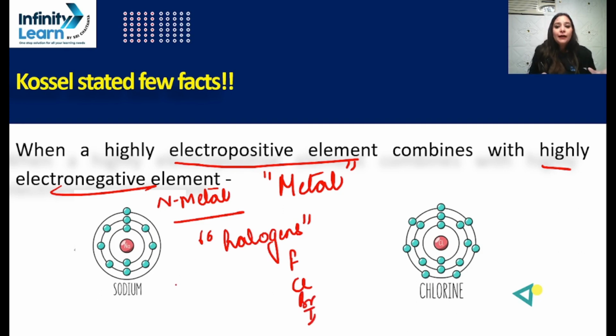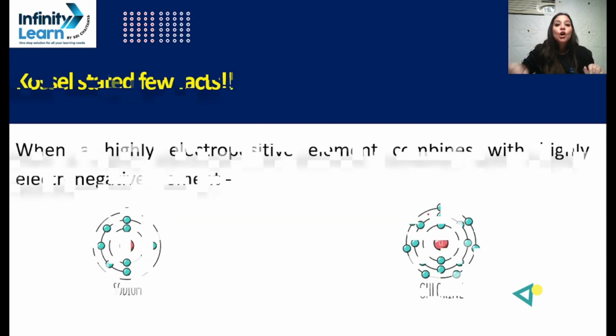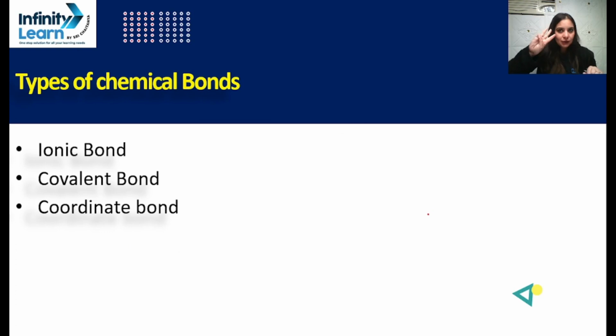So when sodium or any metal approaches chlorine or any highly electronegative element, what happens? Obviously, one will lose an electron. Metal has a tendency to lose, so it will lose an electron, and chlorine will gain an electron, right? When they approach each other, they will be stopped at a certain distance where the repulsions are minimized, energy is minimum, and stability is maximum. I'll show you how they get combined. There are three basic kinds of chemical bonds which are formed: ionic, covalent, and coordinate. Let me show you how we can explain it.